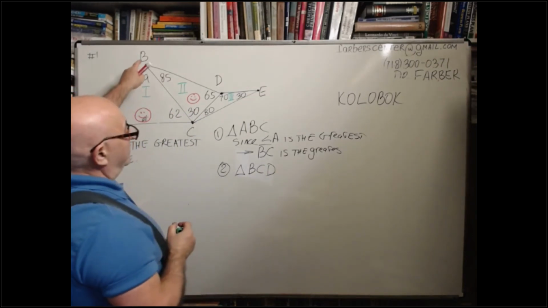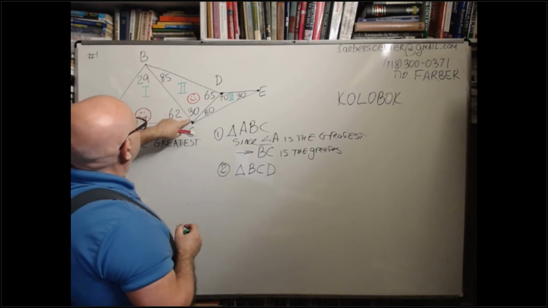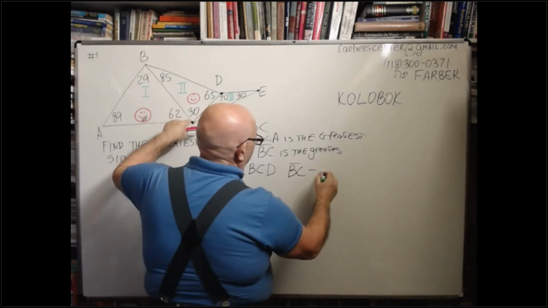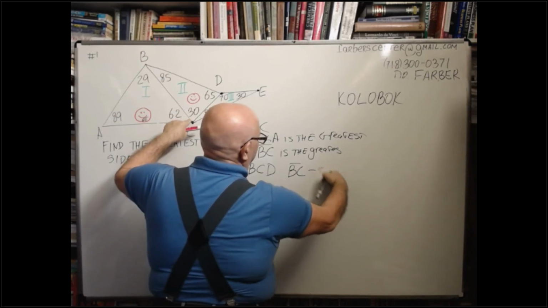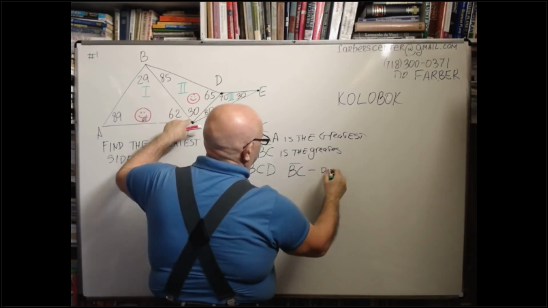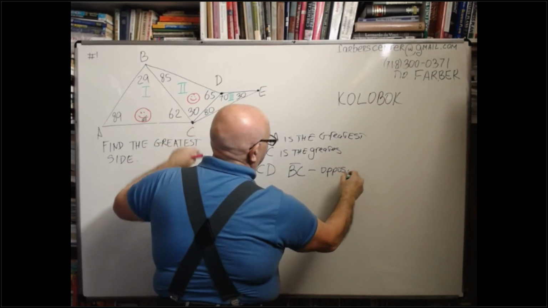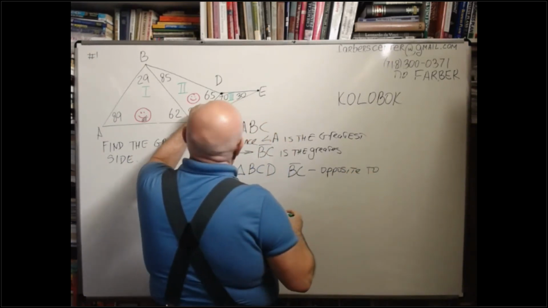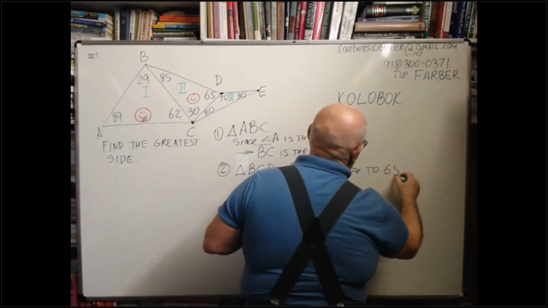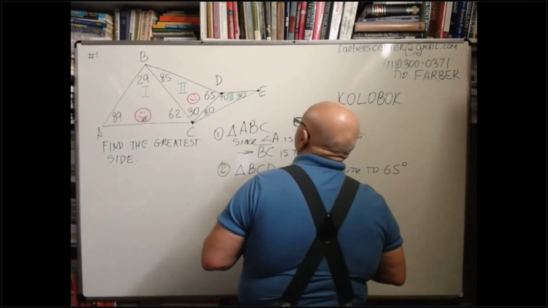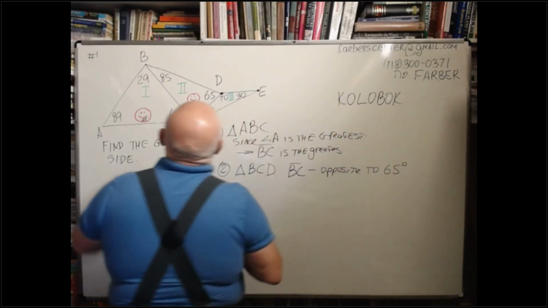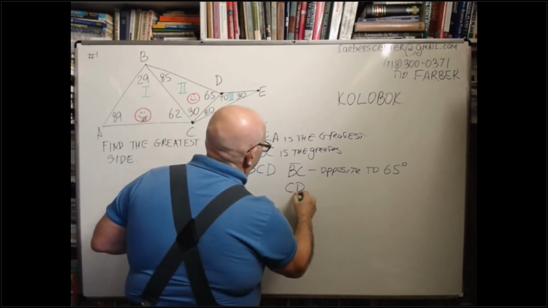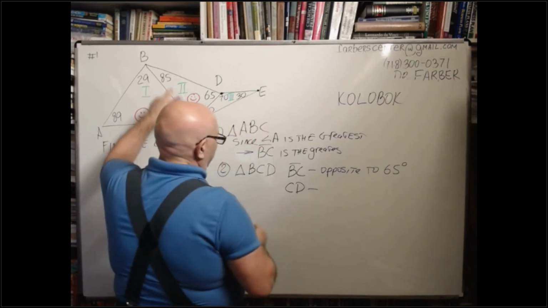This side BC is opposite to 65 degrees. But side CD is opposite of 85 degrees.